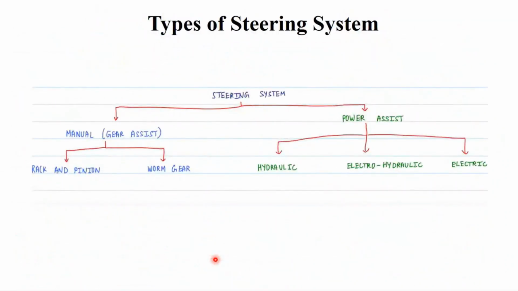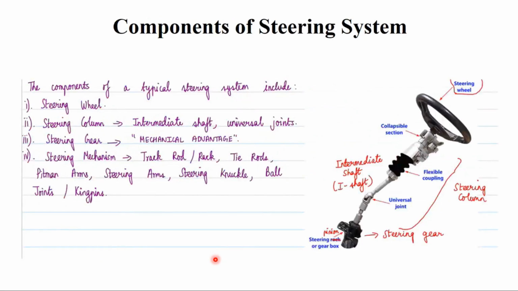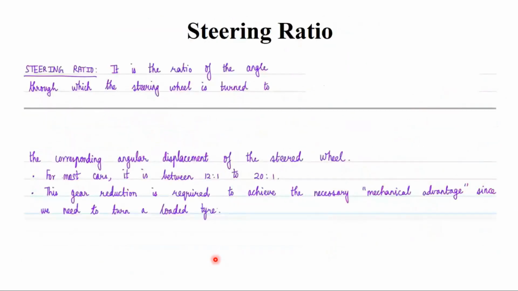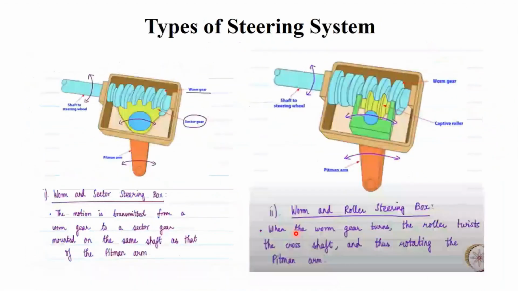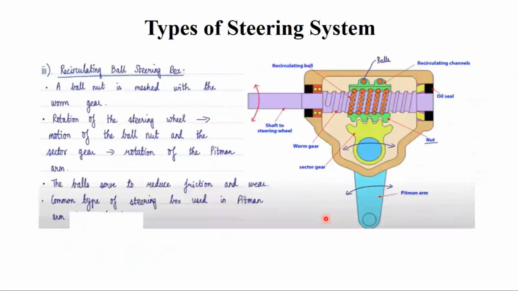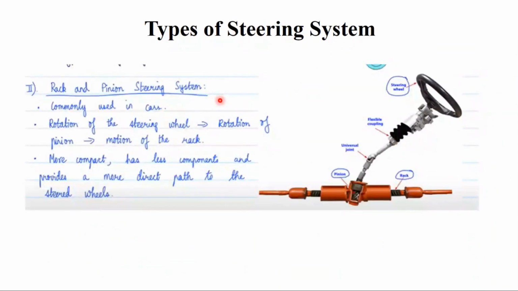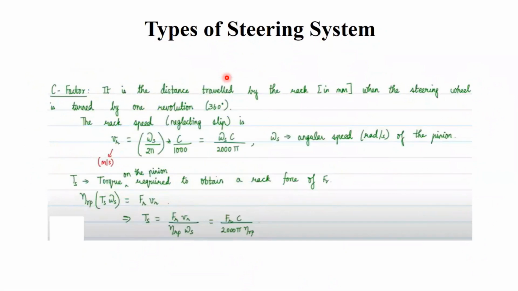We have seen different types of steering system, manual and also power assisted steering system. What are the pros and cons we have seen. We have seen the different components of the steering system. We have seen what is steering ratio. We have seen the manual steering system in which the Pitman arm type steering system, second thing is the worm and sector steering box, worm and roller steering box, recirculating ball steering box, rack and pinion steering system. C factor, we have seen what is that C factor.